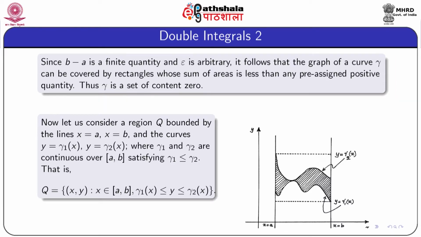Now, let us consider a region Q bounded by the lines x = a, x = b, y = γ₁(x), y = γ₂(x), where γ₁ and γ₂ are continuous over [a,b]. Moreover, we assume γ₁ ≤ γ₂. Please look at the corresponding figure. So, Q is the collection of all (x,y) where x belongs to [a,b] and y lies between γ₁(x) and γ₂(x) for each x.